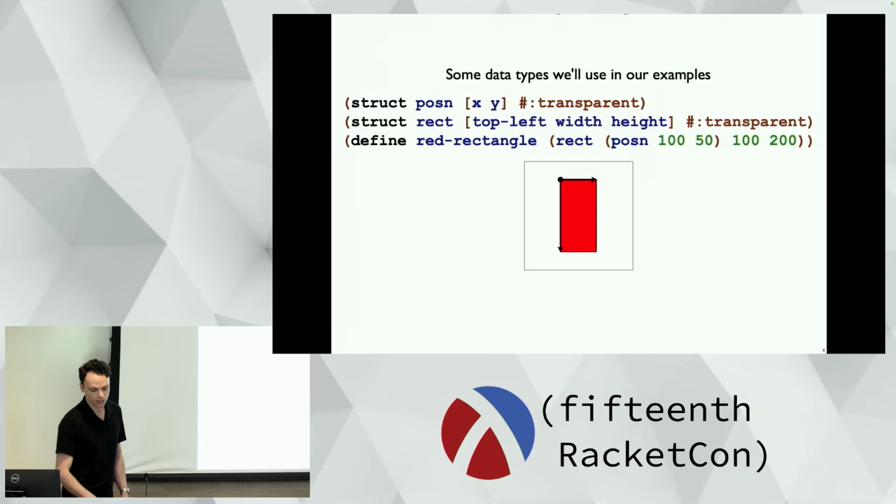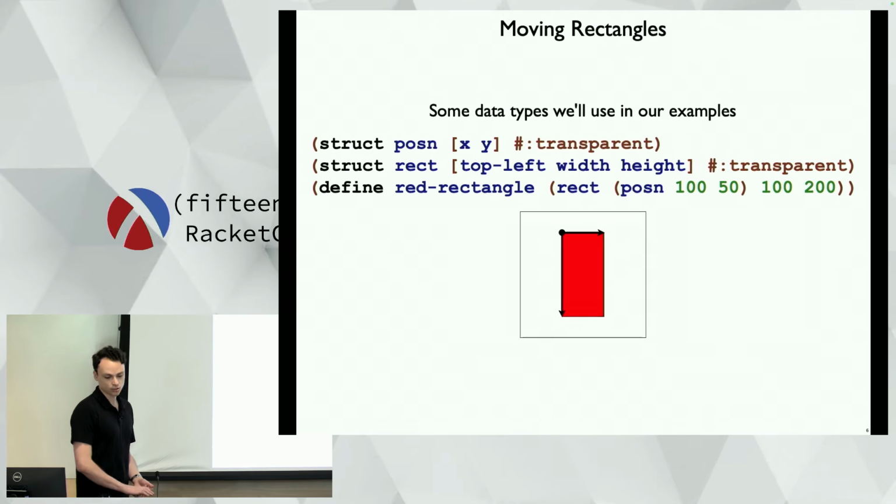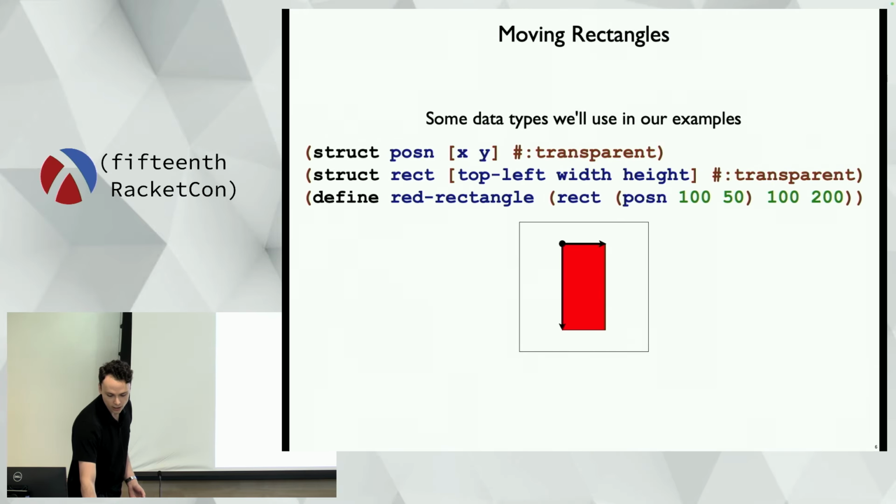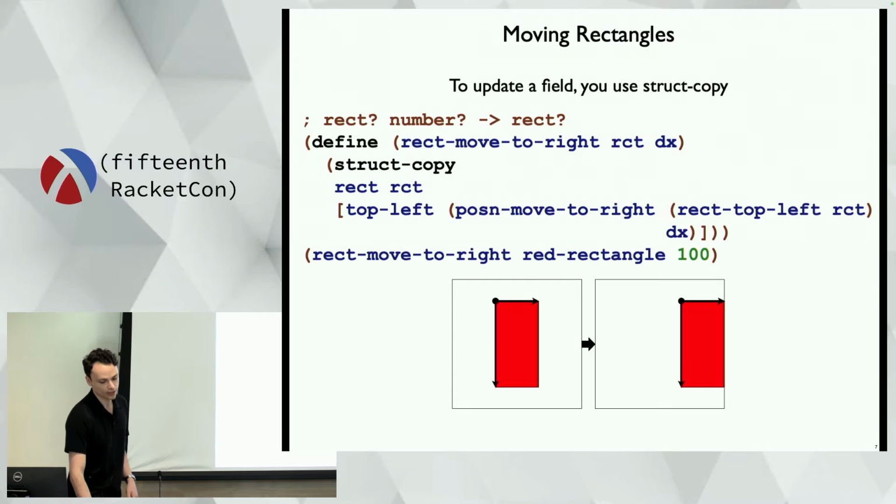So before I get started, let's define some data types that we're going to use as a running example. So let's say you have a posn, which, as we all know, is a point in 2D space with an x and a y coordinate. We have a rectangle, which has a top left position and a width and a height. And let's say you want to move a rectangle to the right. So you would just do a struct copy.